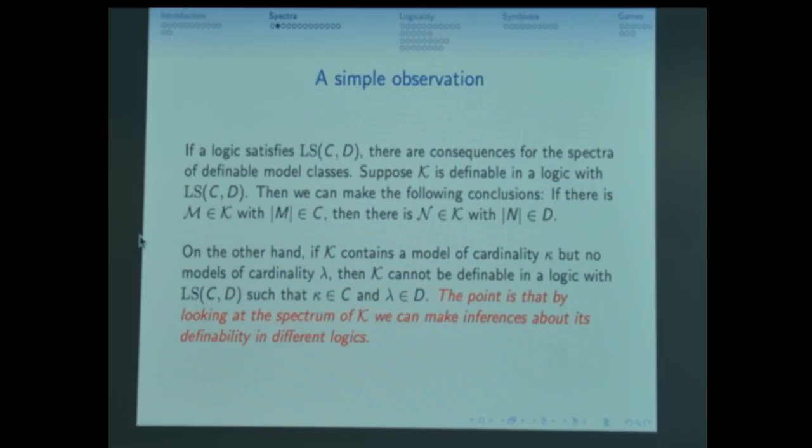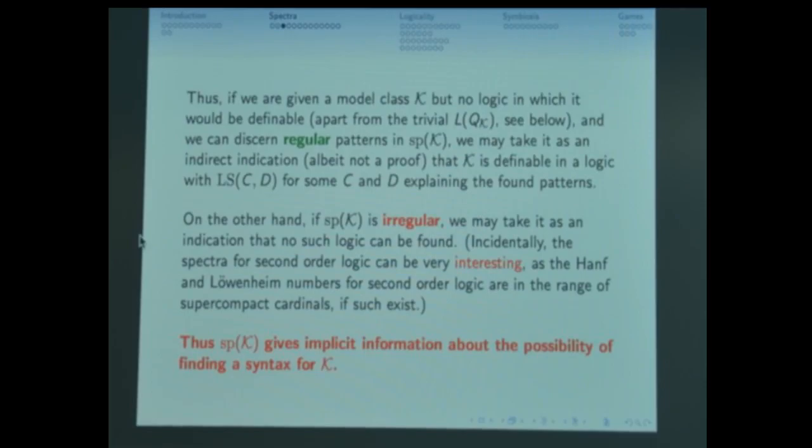Okay. So if we're given a model class K, but no logic in which it would be definable, and I will be talking about this trivial logic later, and we can discern that the spectrum exhibits some regularity, then that will be an indirect observation, albeit not a proof, that the class is definable in a logic L_{C,D} for some C and D fitting the found pattern. On the other hand, if the spectrum is irregular, we may take it as an indication that no such logic can be found. I will talk about the spectrum for second order logic in a moment. So again, the spectrum gives implicit information about the possibility of finding a syntax for the class. Okay, regular and irregular.